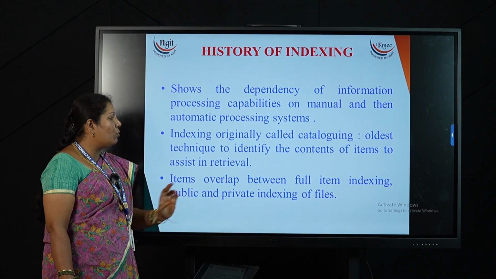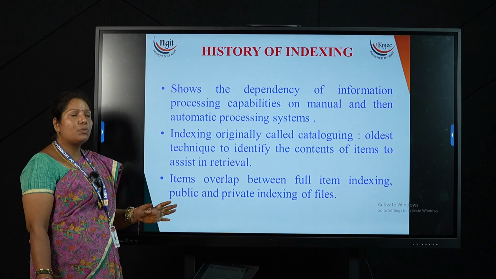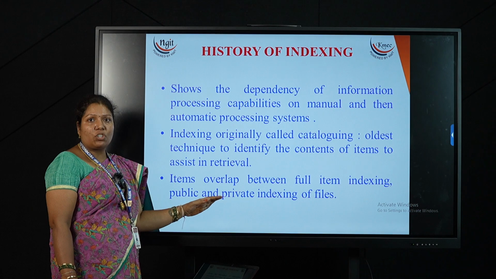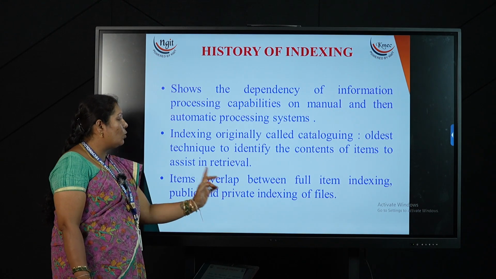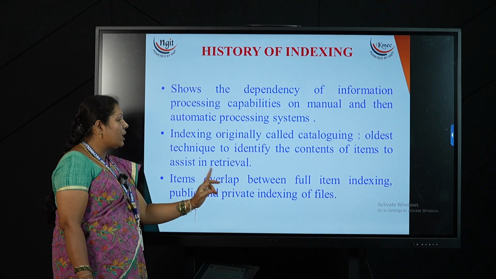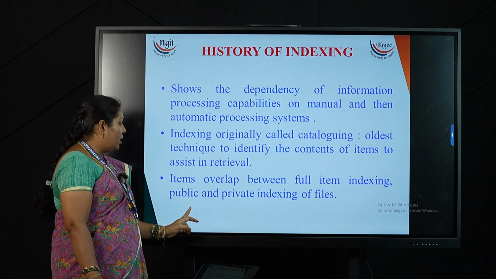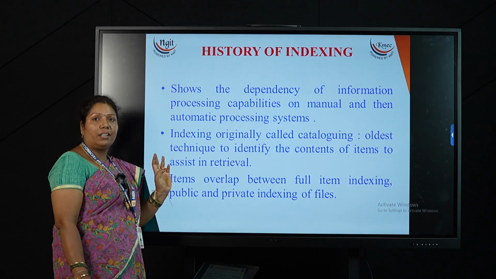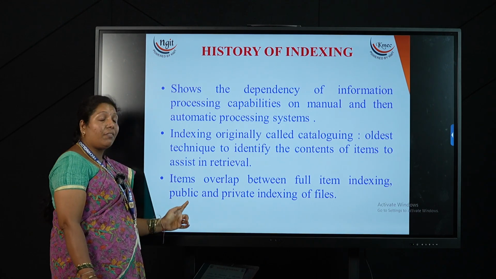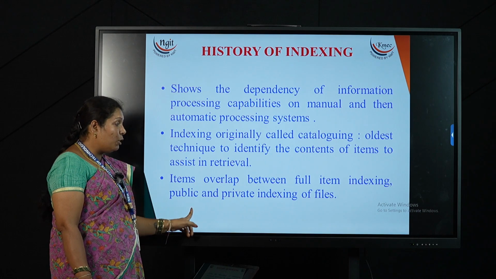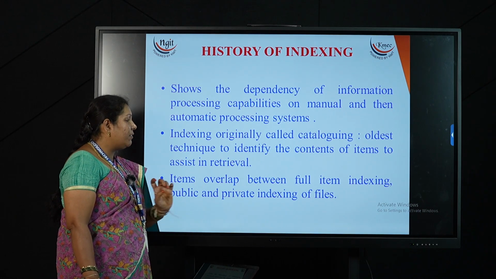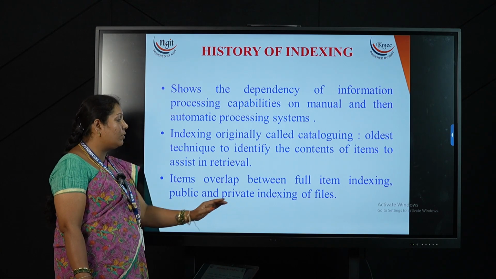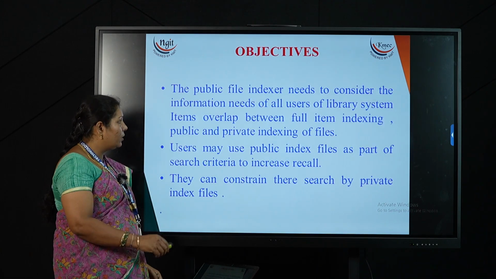And there may be an overlap between the items. Suppose I am indexing the same element to the same page or same data structure, this overlapping will be there. This overlapping has to be removed using different indexing methods called public indexing and private indexing. In public indexing, everyone can access that particular element or data structure, but in private indexing, only the authorized person can use that indexing of files.